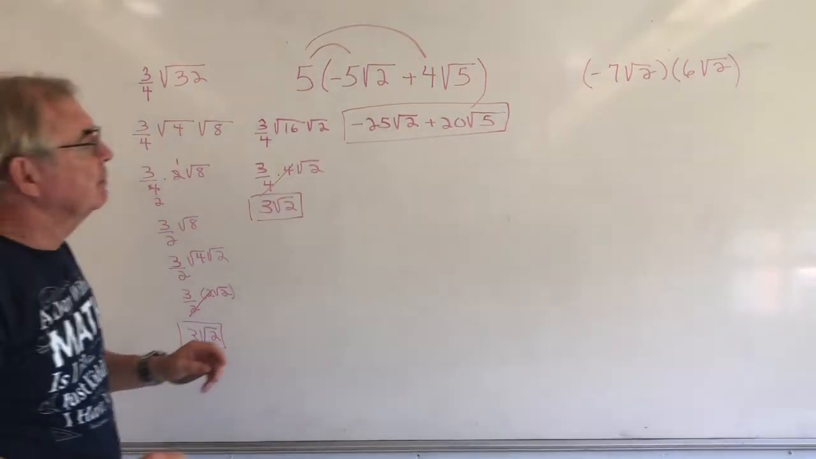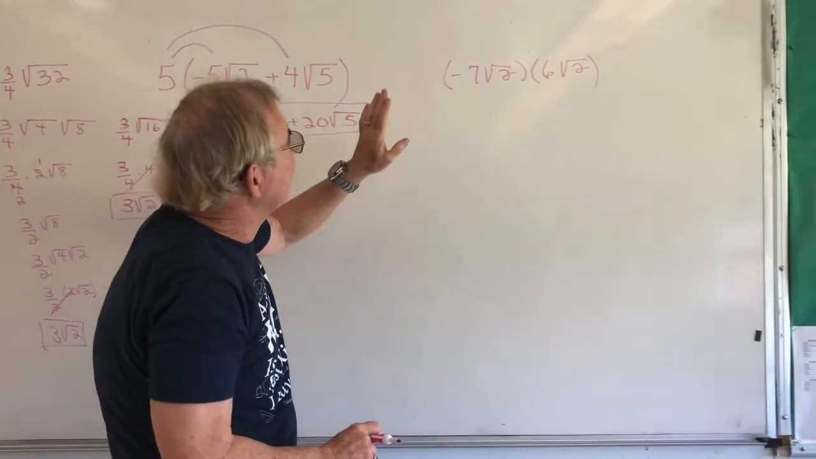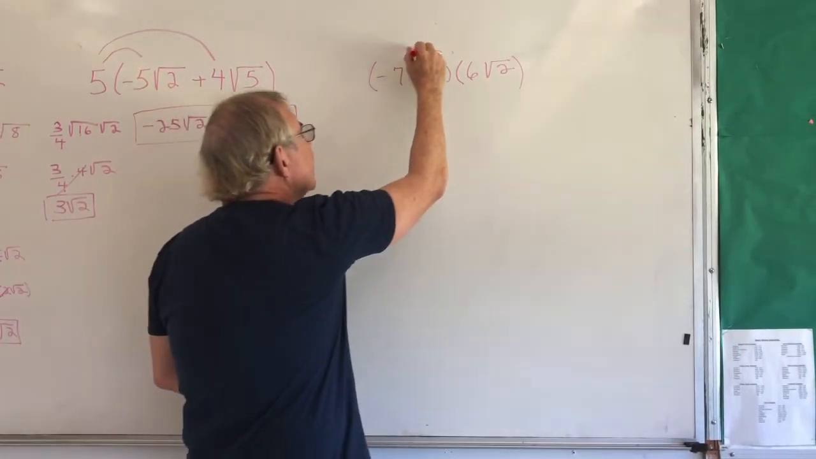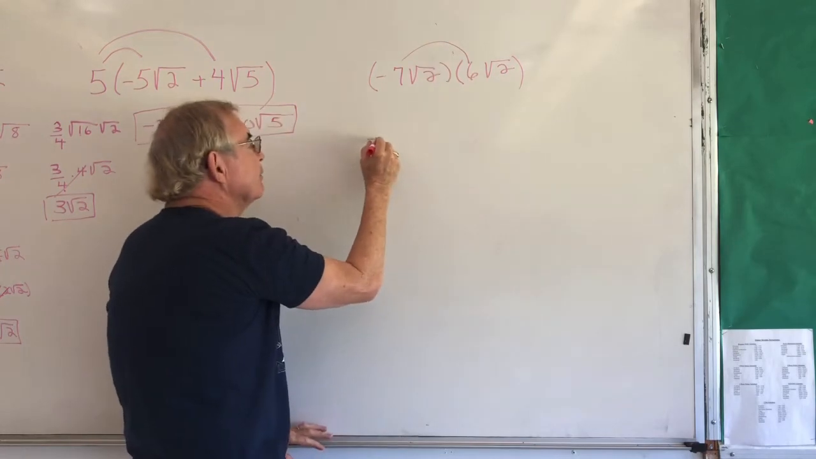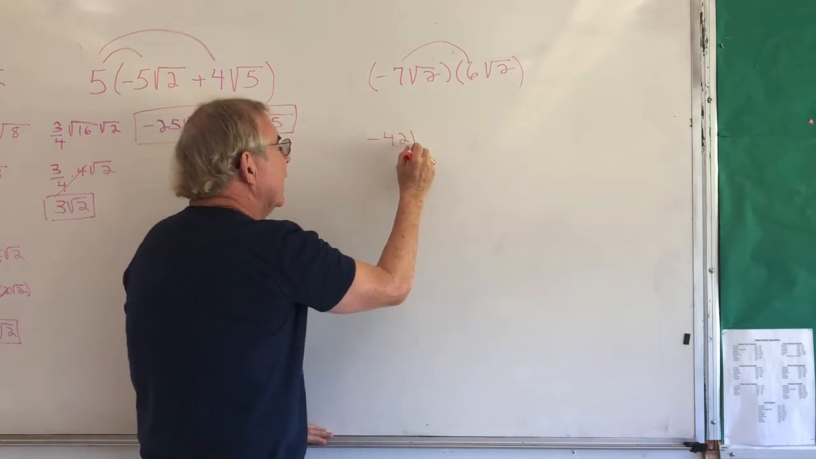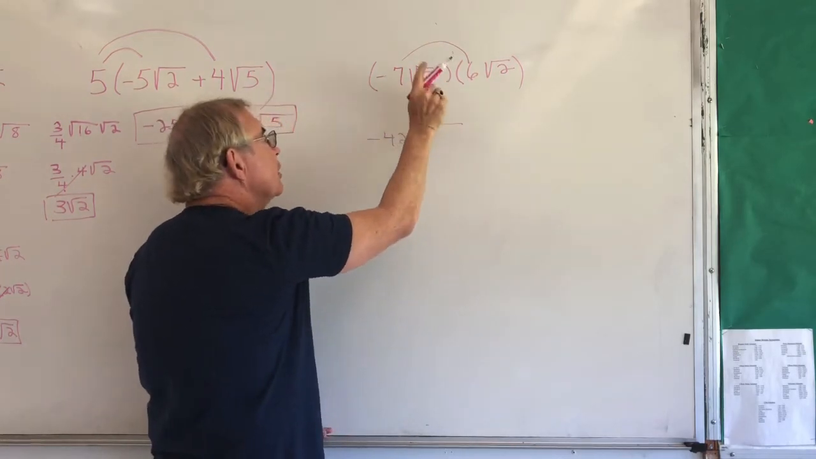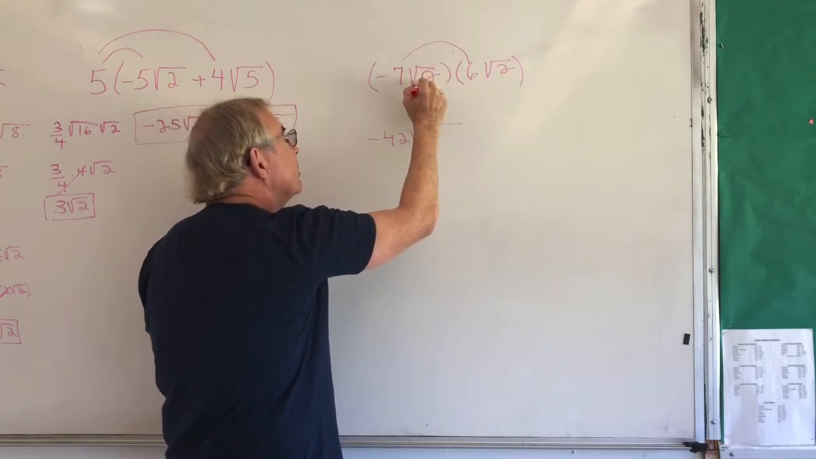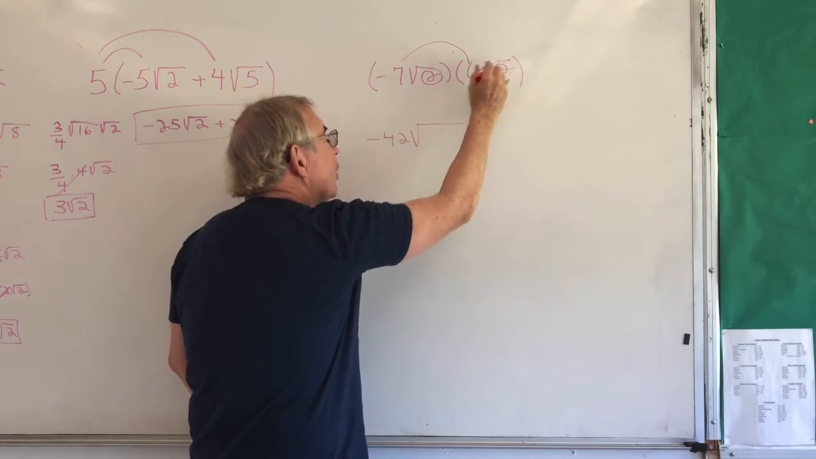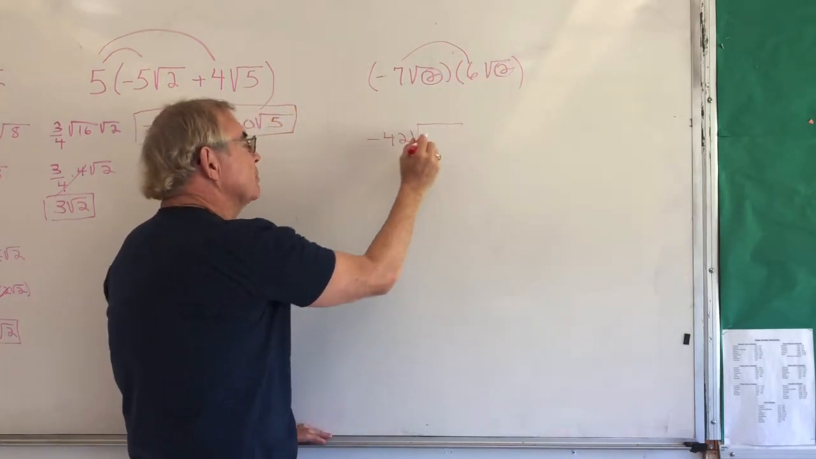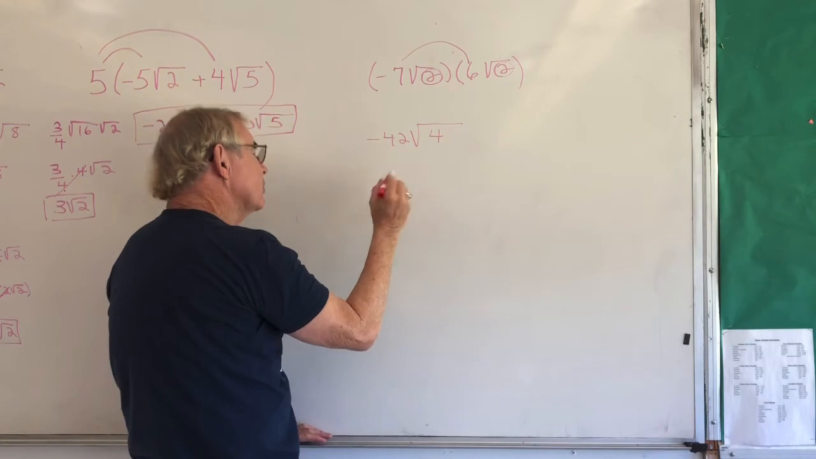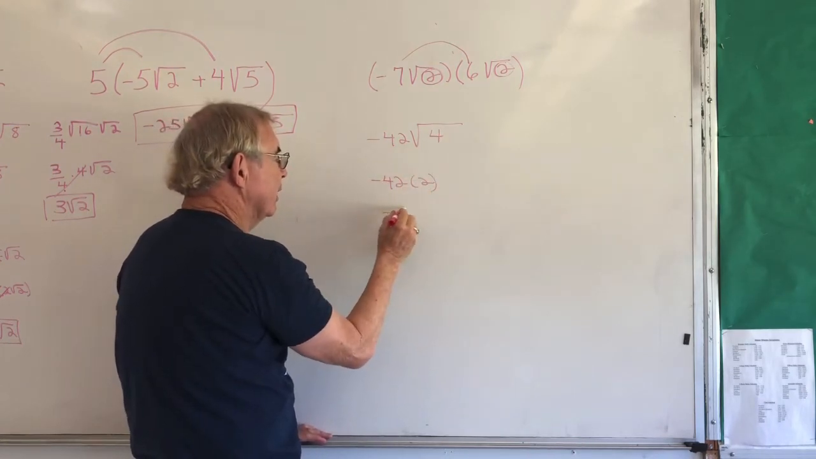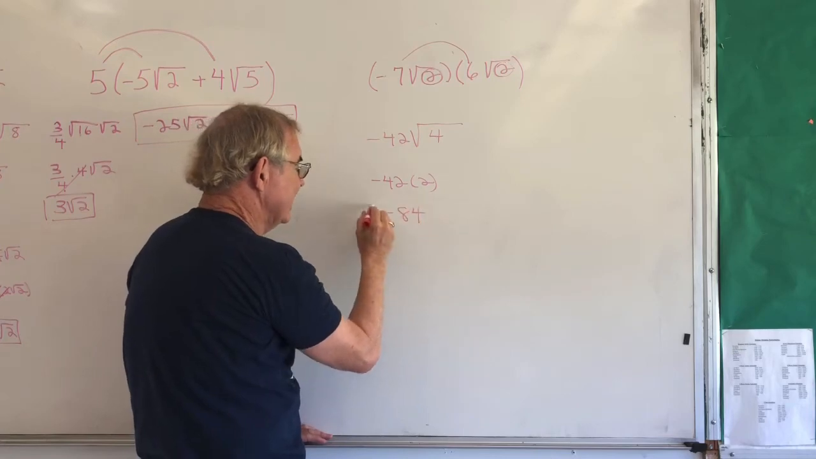Our last one on this side is -7 roots of 2 times 6 roots of 2. So we multiply the numbers: -42. And for today, we're just going to show you the root of 2 times the root of 2. You multiply the two numbers under the radical. They're called the radicands. 2 times 2 is 4. The square root of 4 is 2. And when you multiply this, you get -84.